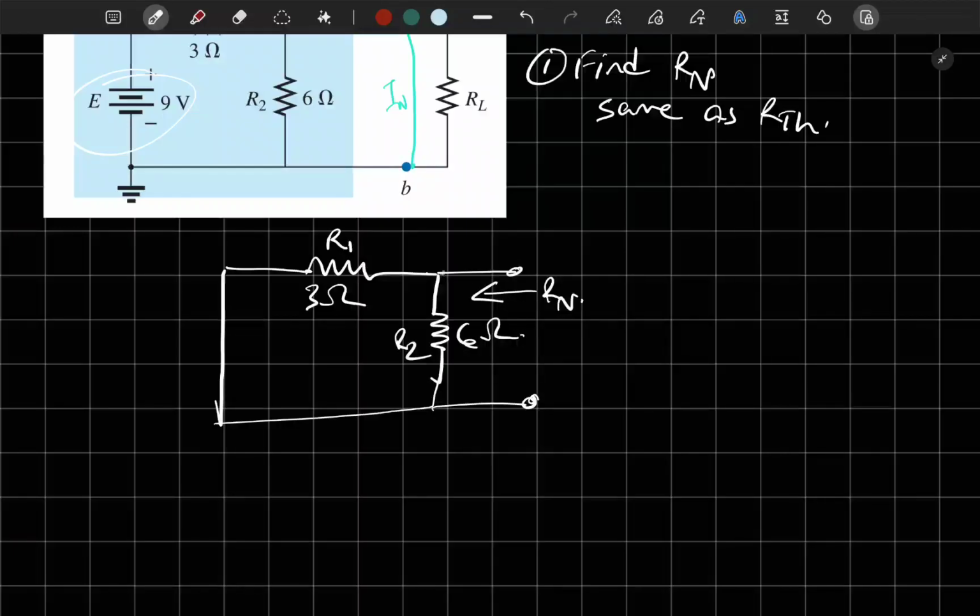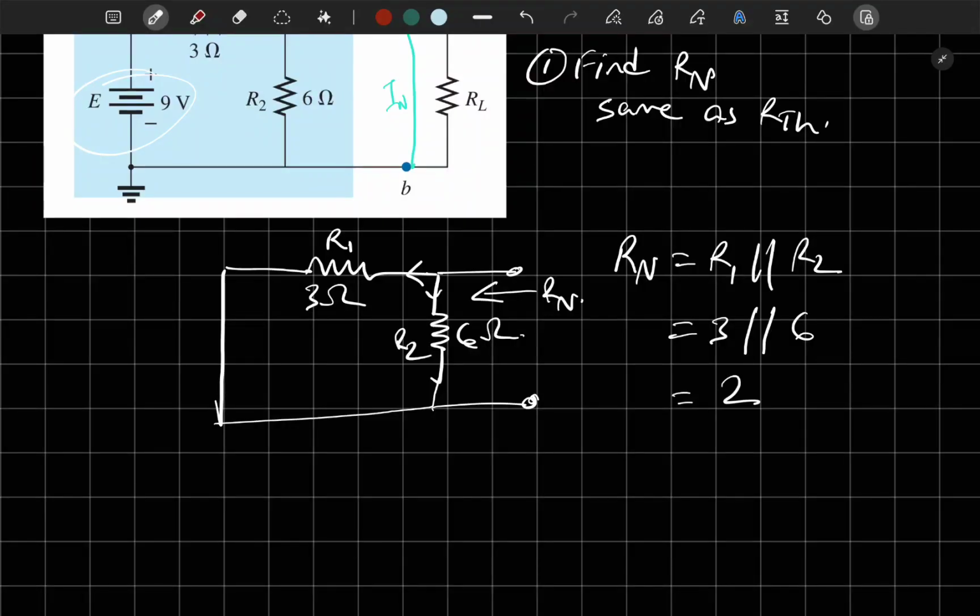So we can see here that R1 and R2 are getting split. So R1 is parallel to R2. So RN is equal to R1 parallel R2. So 3 parallel 6, and that equals 2. So RN is equal to 2 ohms.